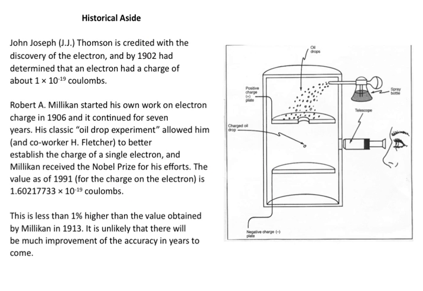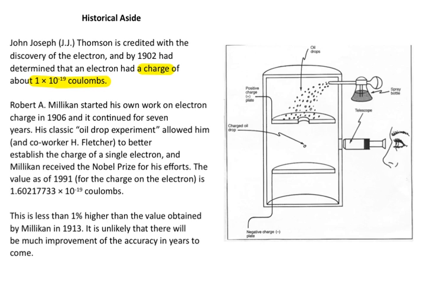As a quick historical aside, I want to tell you a little bit about the electron. J.J. Thomson is credited with the discovery of the electron, and by 1902 it had been determined that the charge of a single electron was about 10 to the minus 19 coulombs. So a very small charge. It's an exceptionally small electrical particle.